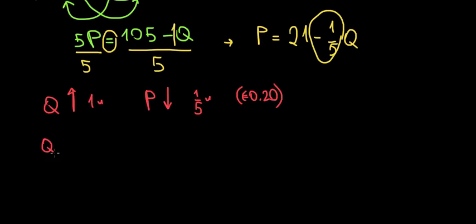And if quantity would increase by 15 units, remember price has to decrease in the same proportion. So that would be 15 times 1/5, which is equal to 3. Meaning that the price has to decrease by 3 euros to satisfy this increase in demand. And that's it for this question.